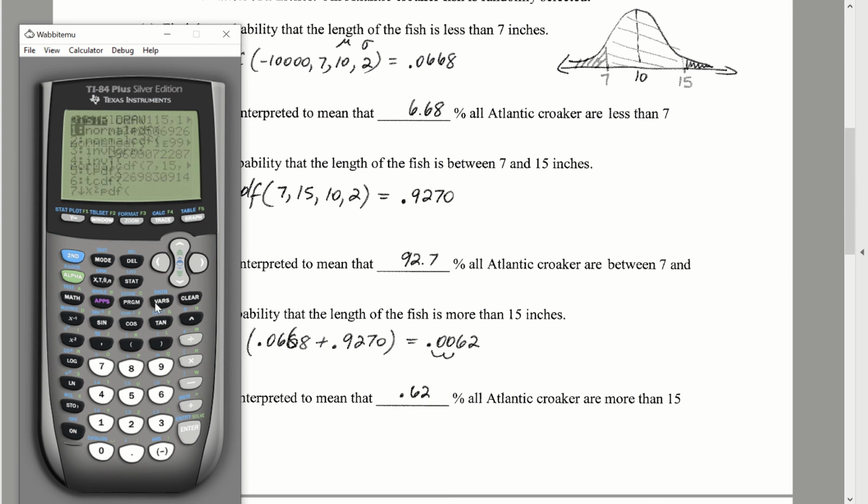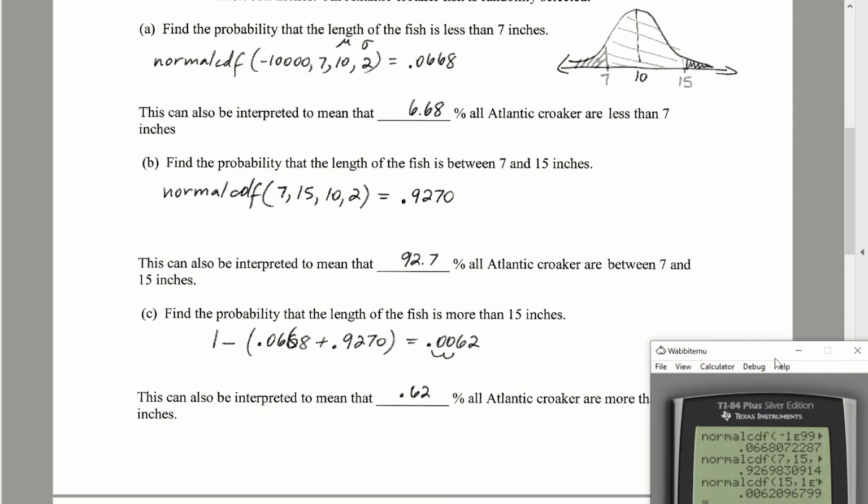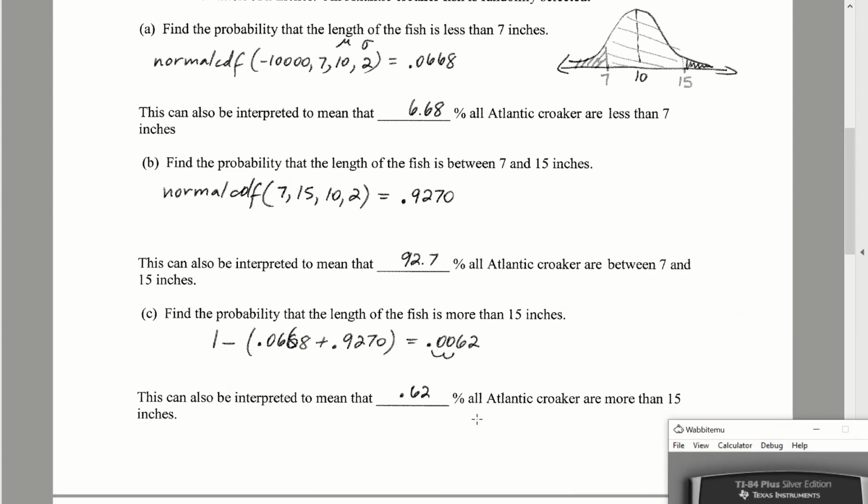That'd be second distribution, normal CDF. The lower bound of this region is 15. The upper bound would be like positive infinity, so we're going to use the 1, second comma E, 99. Mean of 10, standard deviation of 2. Go ahead and hit enter, and then enter again. And we would get a probability of 0.0062. So 0.62% of all Atlantic croaker fish would be more than 15 inches.